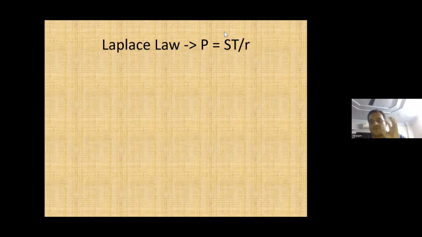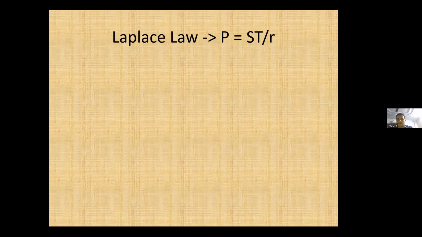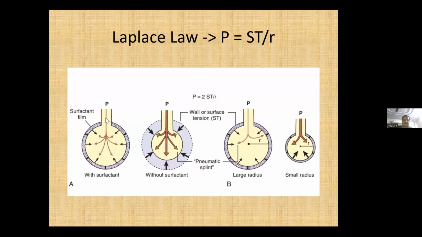And second is it is directly proportional to the surface tension. So the lesser the surfactant, the more surface tension. The more the surface tension, the more the tendency to collapse. So we need a higher pressure to keep that alveolus open. So this is illustrated in this figure.